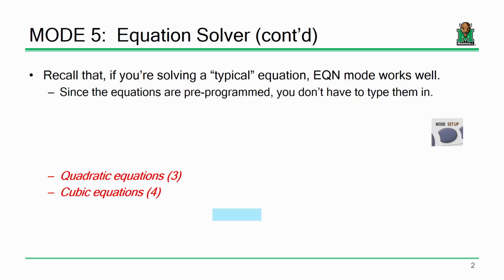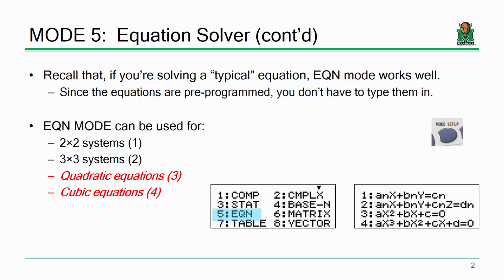All right. In the past, remember that we were doing the typical equations. The equation mode, if it's already in a standardized format, saves you the trouble of typing the equation in. Through the pre-programmed formatting of the equations, it allows you to just put the prefix that would be in front of, for instance, an x squared or an x. Previously we already did 2x2 systems and 3x3 systems. But today we're going to be using quadratic equations and cubic equations.